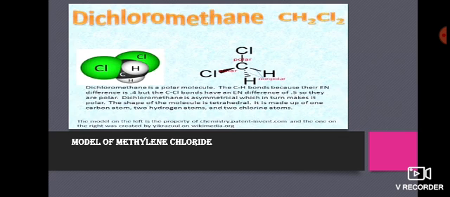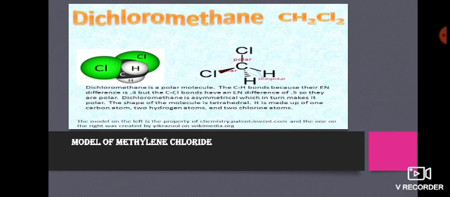It's a polar molecule. The C-H bonds have an electronegativity difference of 4, but the C-Cl bonds have an electronegativity difference of 5. So they are polar. Dichloromethane is asymmetrical, which in turn makes it polar. The shape of the molecule is tetrahedral, as I have discussed before, and the angle, I hope you remember it, is 109.5 degrees. It is made up of 1 carbon atom, 2 hydrogen atoms, and 2 chlorine atoms.